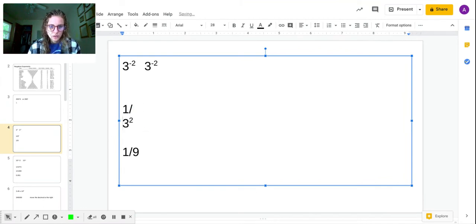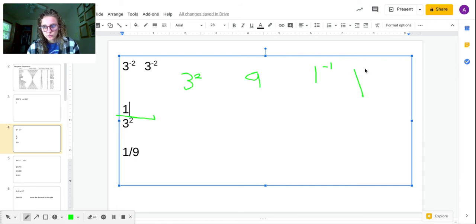So basically what we're doing, and I'm going to do a little drawing here, when we have something to the negative, if it was 3 squared, that would just be 9, right? So instead, now we are taking it and putting it on the bottom of the fraction, right? Because if we have 1 to the negative 1 or 1 to the 1, whoops.